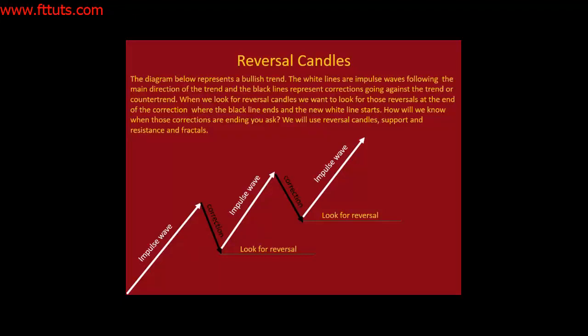How will we know when those corrections are ending, you ask? Well, we will use reversal candles, support and resistance, and fractals. The up is the impulse wave. Down is the correction. Again, you go up, there's the impulse wave, and down, the correction. The impulse wave goes up. And at the bottom of the correction, look for reversal.